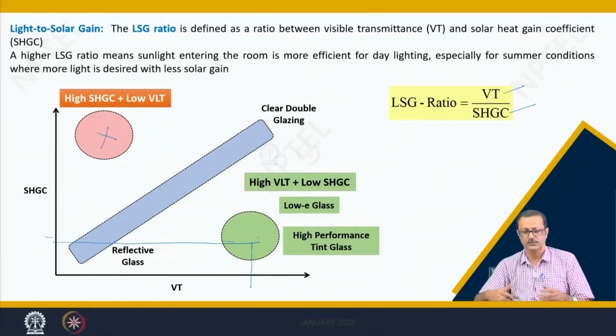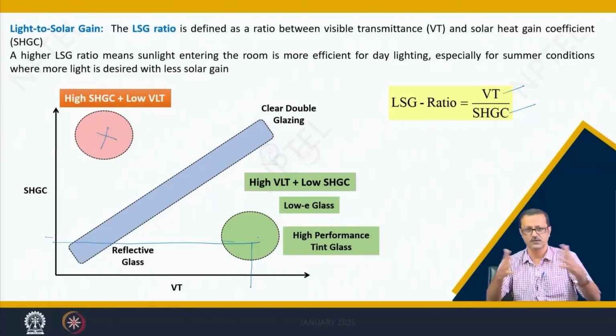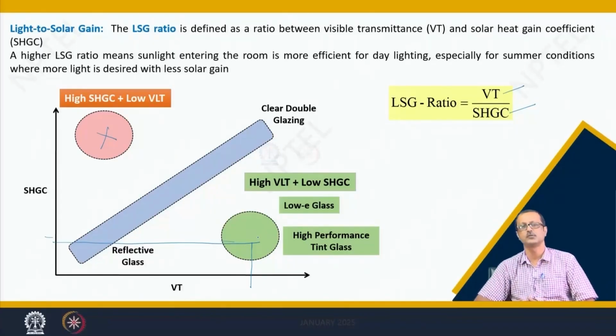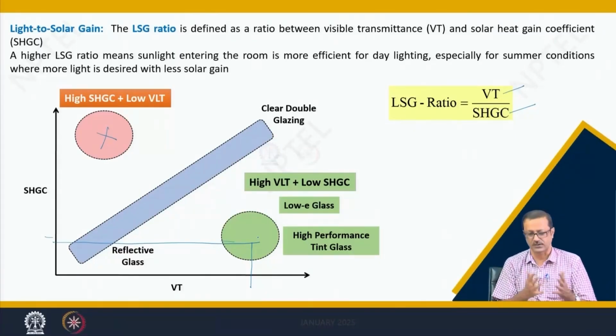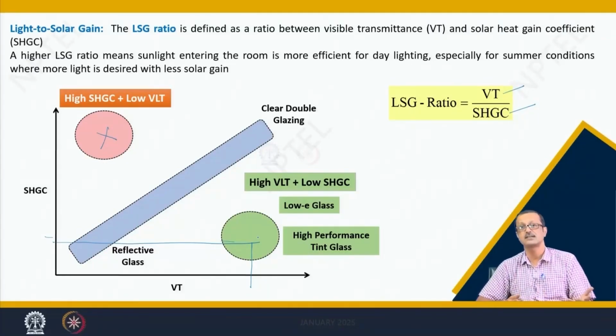That high VLT gives me more daylight penetration, and I will be very happy, because my artificial electrical lighting load will be less, and I will not have that much heat gain because of the low SHGC value. So, there are some high performance tint glasses, and I just talked to you regarding low emissivity glasses, which I can think of.